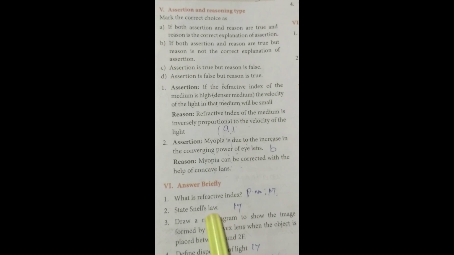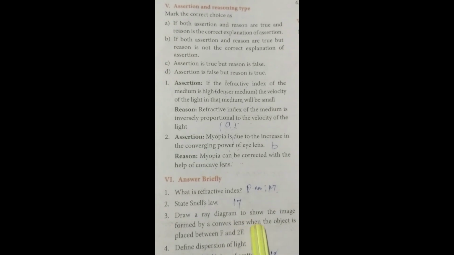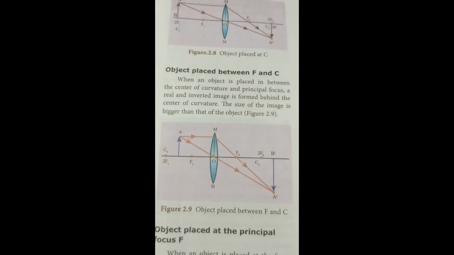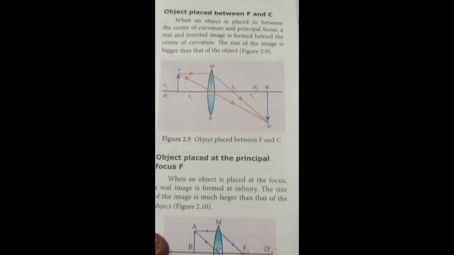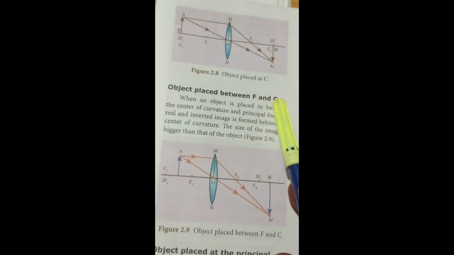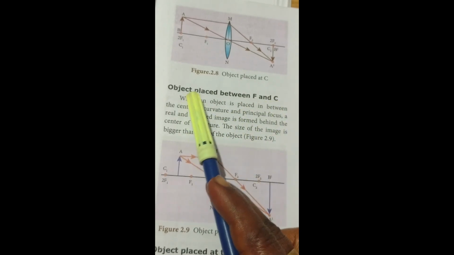And this third one, draw the ray diagram to show the image formed by the convex lens when the object is placed between F and 2F. This question page number 21. Okay, so page number 21. So mark this one, object placed between F and C. C and 2F same only. So I have to mark this paragraph and this ray diagram.